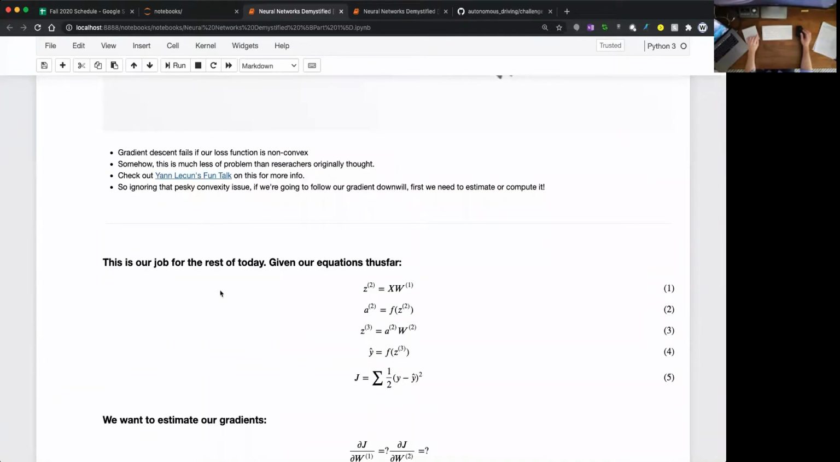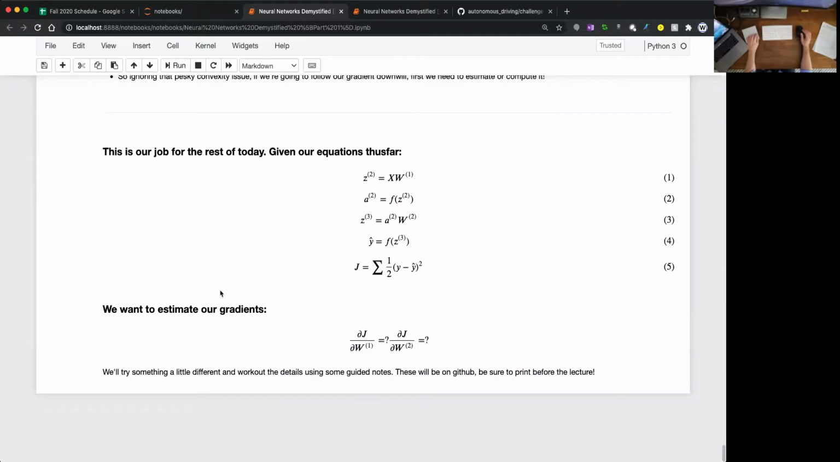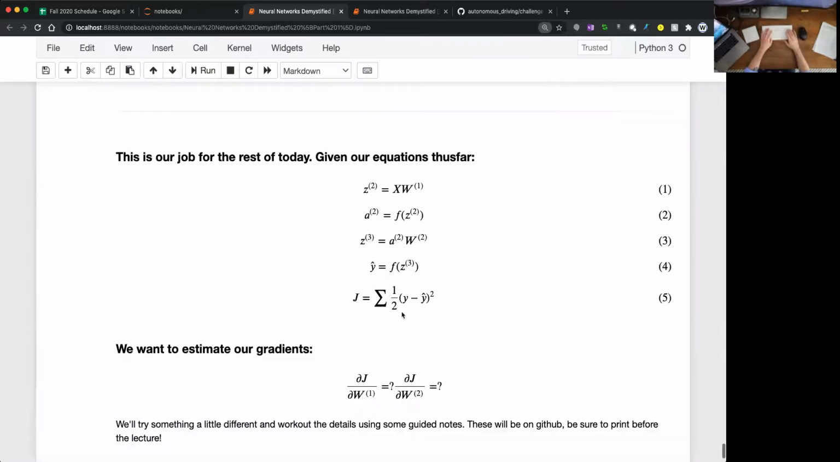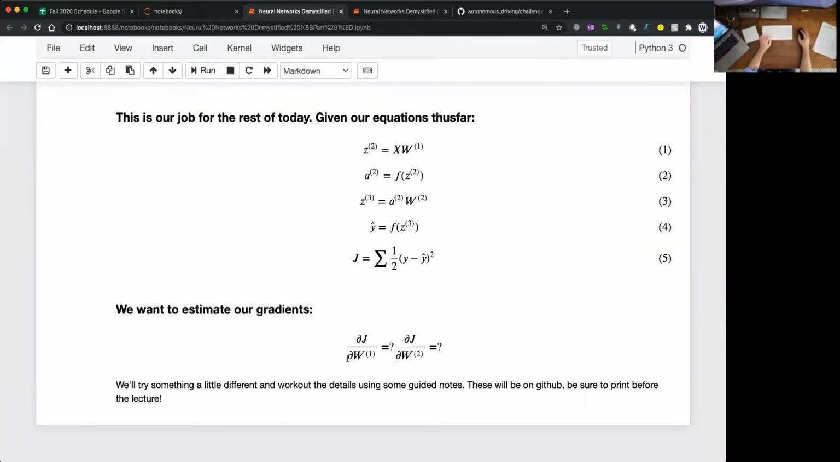Okay. So let's get into the meat of today's lecture. These are the equations that we set up that describe the mathematics of forward propagation, of moving our data all the way through our network and computing a loss function. And to actually do gradient descent, we have to compute two calculus equations. We have to compute the rate of change.